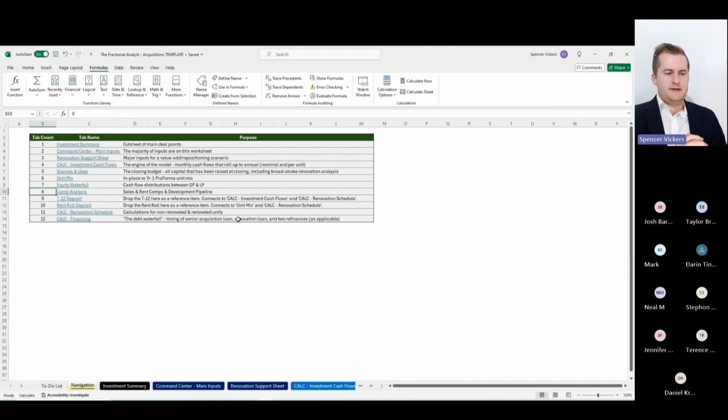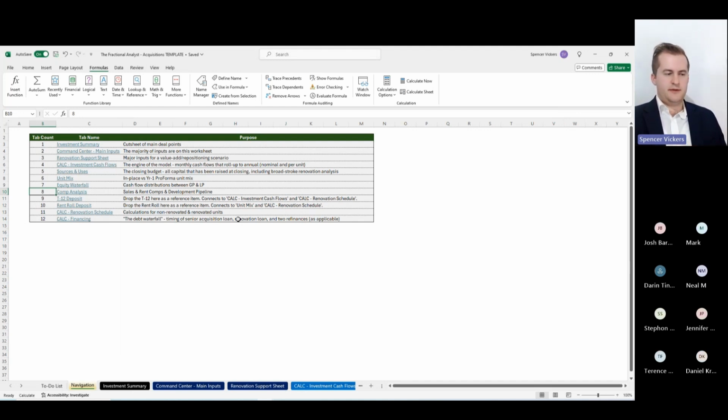Comp analysis is a place to put your sales and rent comps as well as the development pipeline. In this model, I've also included a T12 deposit and a rent roll deposit. The reason that I've done this is if you've ever tried to analyze a deal, one of the things that can take a lot of time is sifting through a T12 and a rent roll and trying to standardize their labels and even the values into your model. And so I've included these deposit tabs as a way to automate a lot of that process. So it saves a few hours, and I'll show how that works.